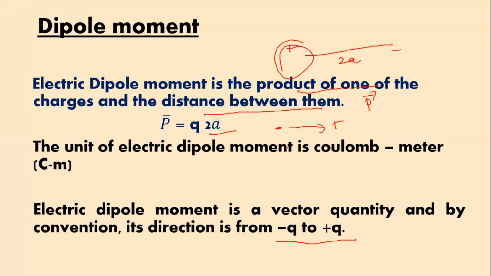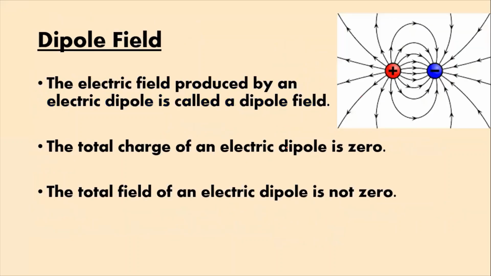This is all about electric dipole and dipole moment. So now the field produced by an electric dipole is called a dipole field. You can see this diagram: two equal and opposite charges separated by a distance. So take this plus Q and this minus Q. Now you can see that there is a field produced that is called a dipole field.